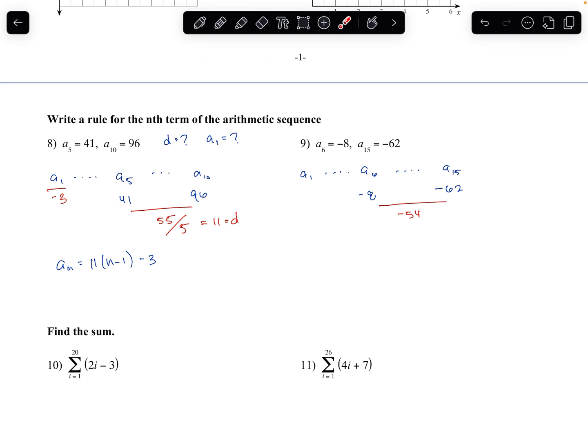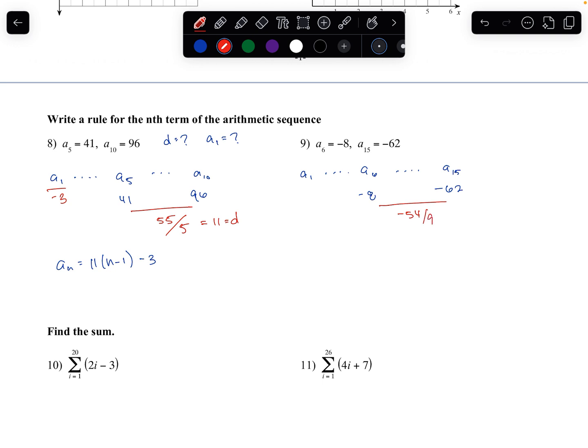That's going to be 9 terms. And so I'm going to take negative 54 divided by 9. So 54 divided by 9 is going to be equal to 6. So negative 6 is going to be the common difference.